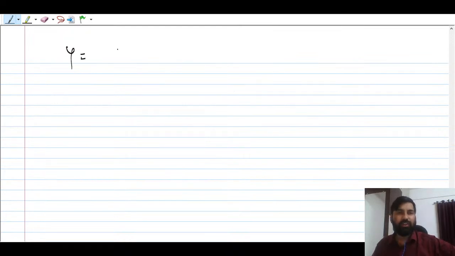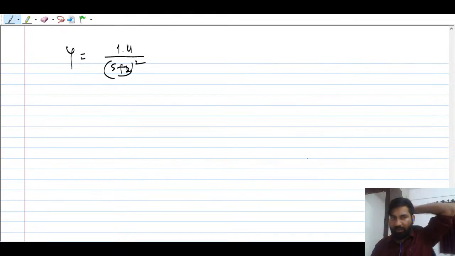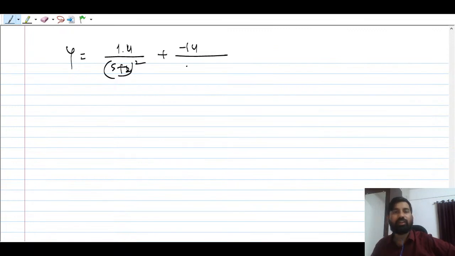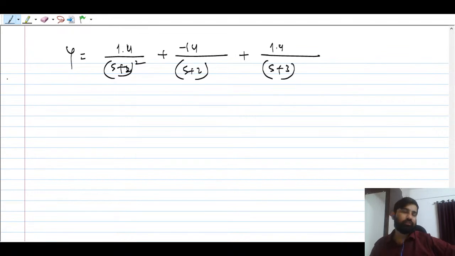So Y is going to be 1 times u by (s plus 2) whole square. Suppose you got A value as 1, and B value you got as -1, so you just write here -1 times u by (s plus 2), and then you got 1 only as the C value as well, so u by (s plus 3). So you have taken this u this side. That's it. Now what is the next step?